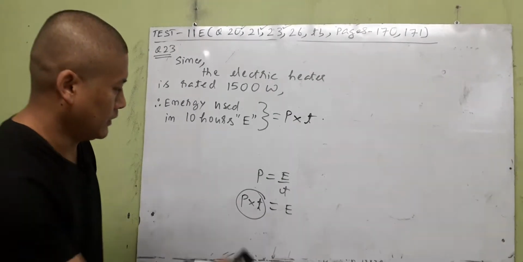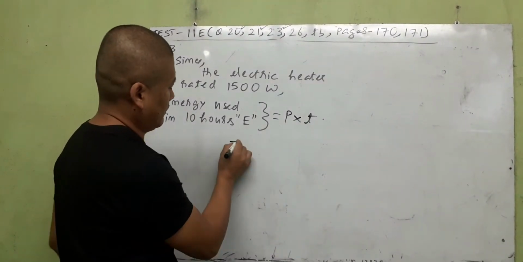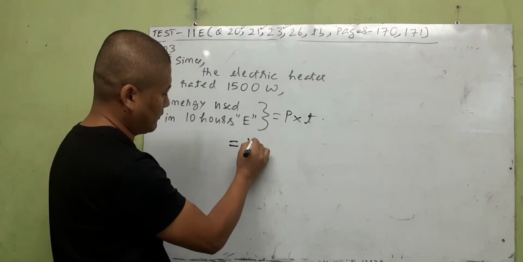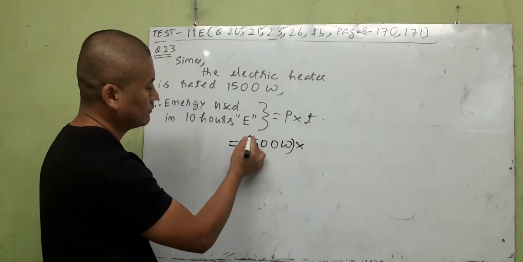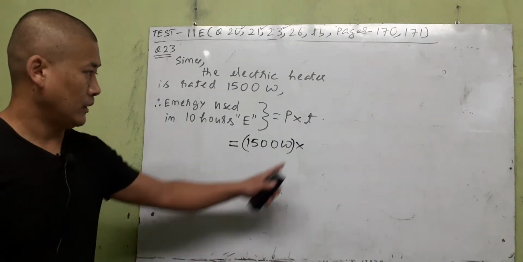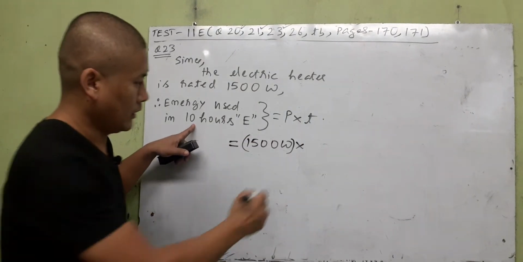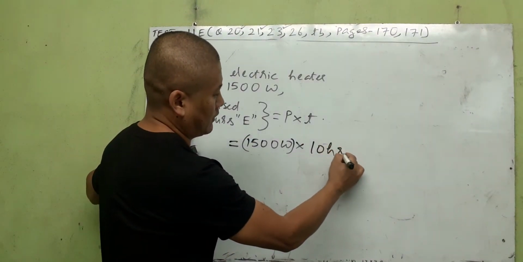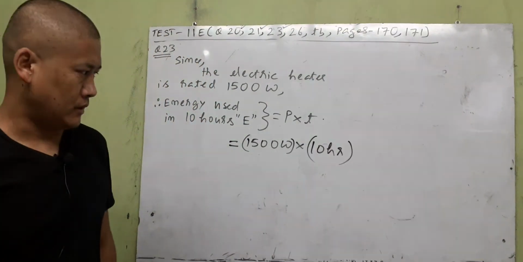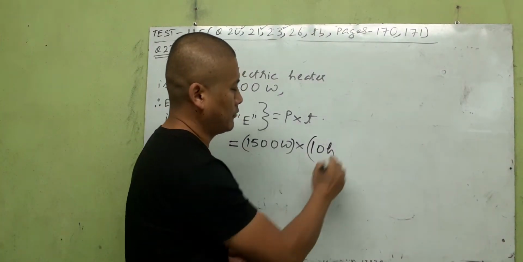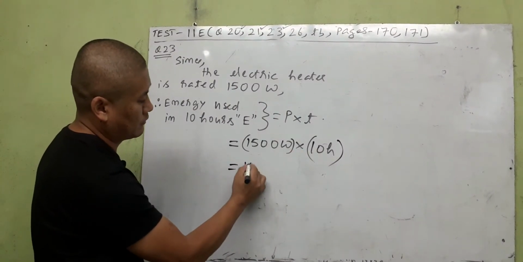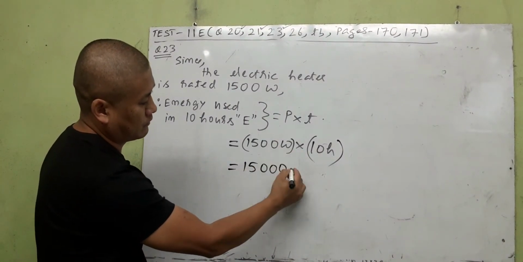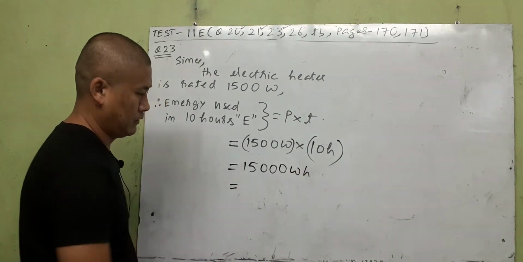So once we are through with that, power is, what is the unit of power? So power is 1500 watt is the power of the heater. Time it is switched on is 10 hours. So T is the 10 hour. You can just put H also if you want, or HR, up to you. So these two multiplied will give you 15,000 watt hour.